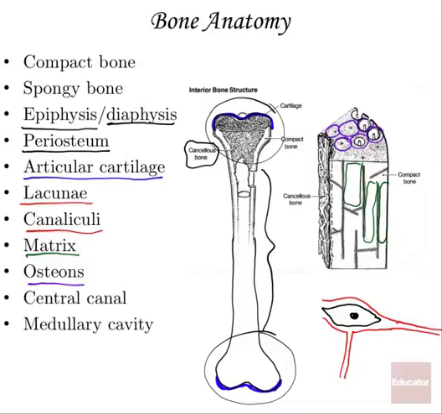Central canal. The central canal you can see here, here, here. So within each osteon, there is a major thoroughfare of fluid, of blood flow to those sections. And then finally, medullary cavity. The word medulla means inner. So medullary cavity, this region within the middle here, that's hollow, is the medullary cavity. There you're going to have a lot of bone marrow.